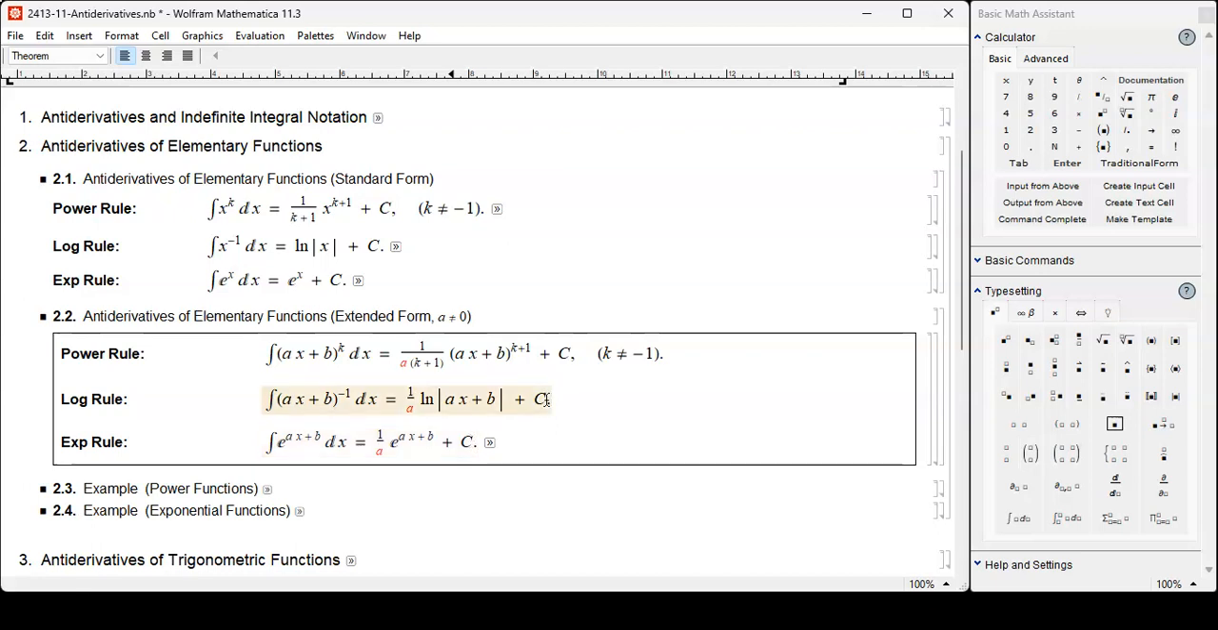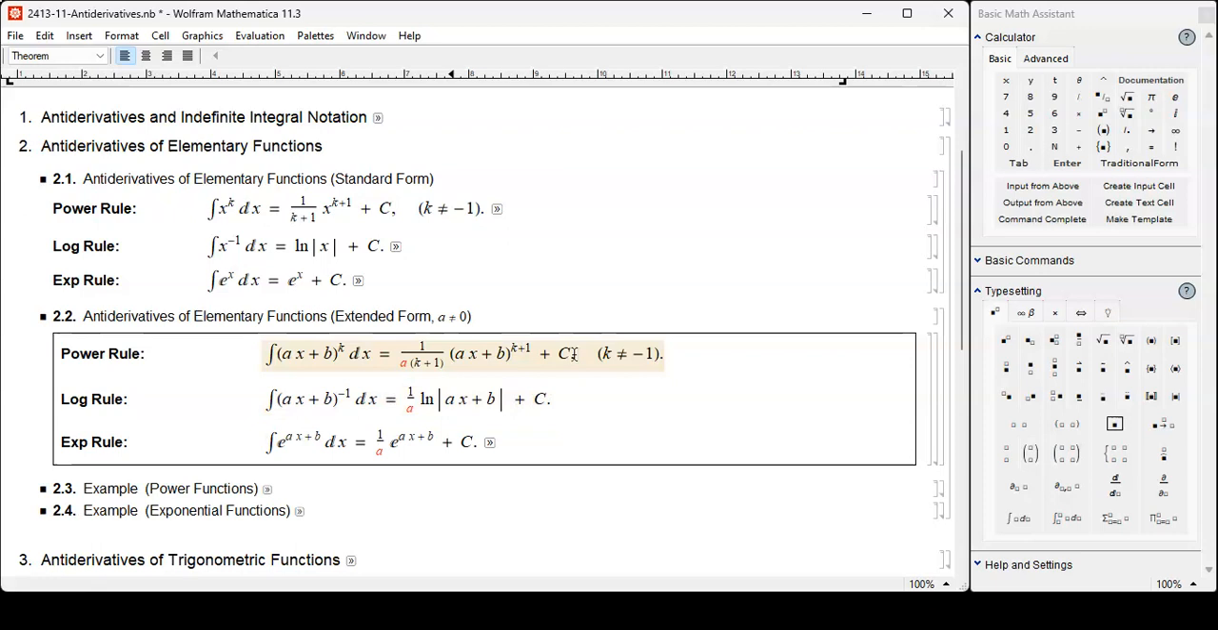Same here. Take the derivative from the right-hand side. What do you get? It's a log function, so we have 1 over ax plus b. But by chain rule, you have to multiply by a. This 1 over a is there to undo that multiplication by a. So multiplication by a and this 1 over a collide and they disappear, and we have this integrand.